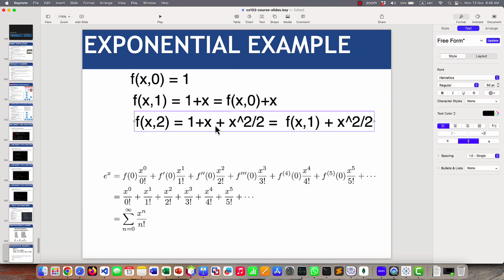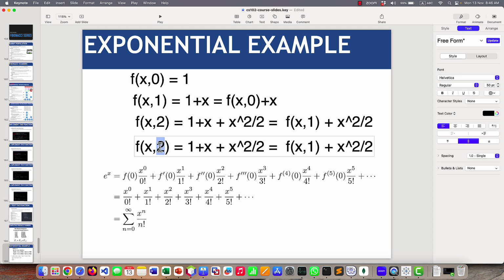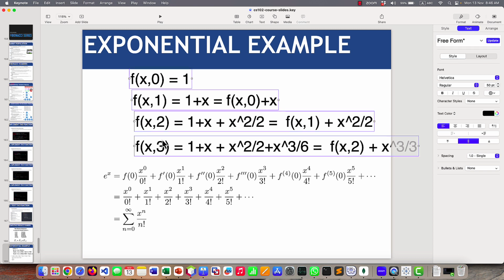If it's not clear, we add x to the power 3. It's equal to all of this plus x power of 3 divided by 3 multiplied by 2, which is 6. We can write this as 2 and 3. Now I think it's sufficient.